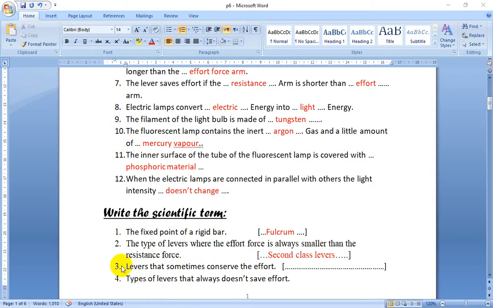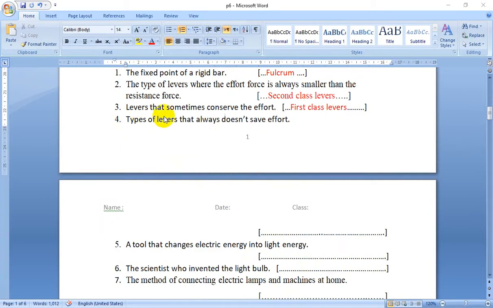Number 3. Levers that sometimes conserve effort, so this is first class lever. Always conserve, second class lever. Doesn't conserve, so this is third class lever. Number 4. Types of levers that always don't save effort. We said before, doesn't save effort, so this is third class lever.